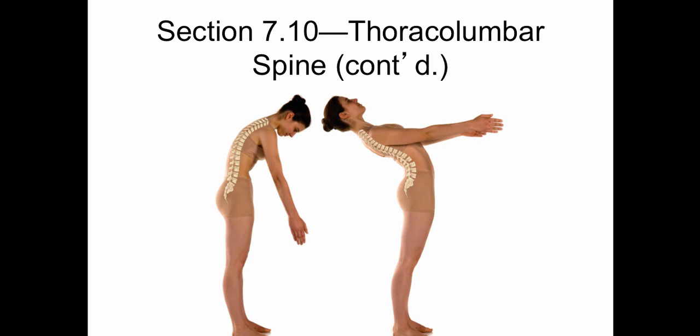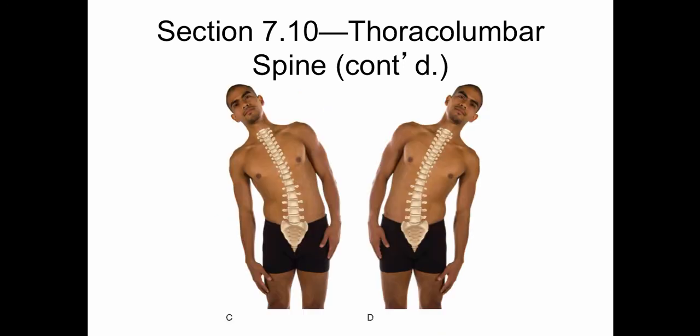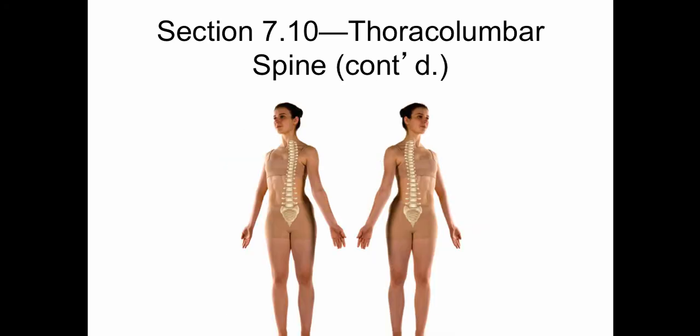This figure illustrates flexion of the trunk and extension of the trunk. They take place in the sagittal plane around a mediolateral axis. This slide illustrates right and left lateral flexion of the trunk, which takes place in the frontal plane around an anterior-posterior axis. This figure demonstrates right and left rotation of the trunk that takes place in the transverse plane around a vertical axis.